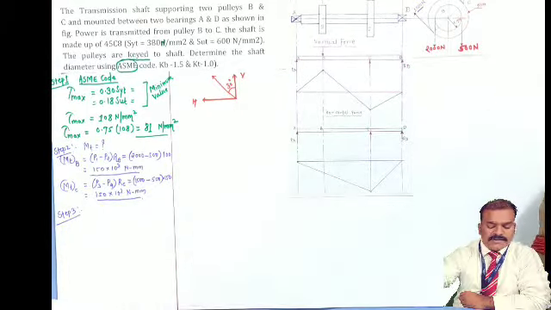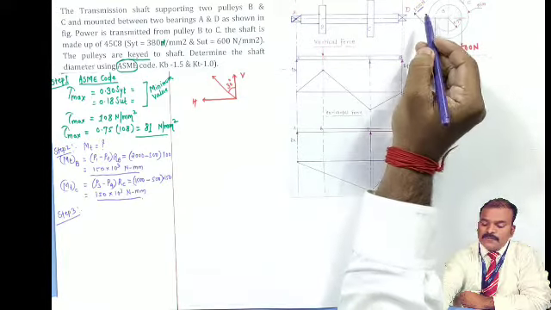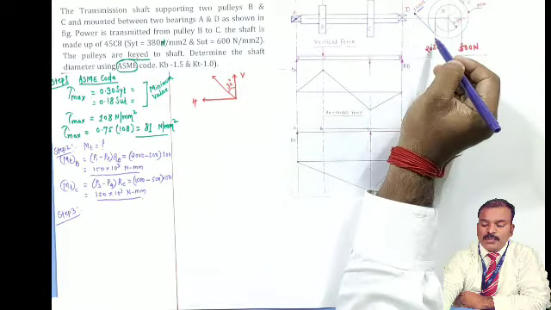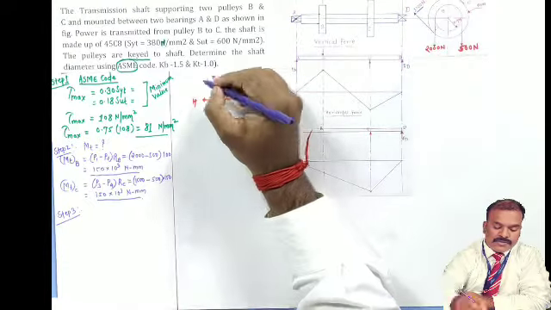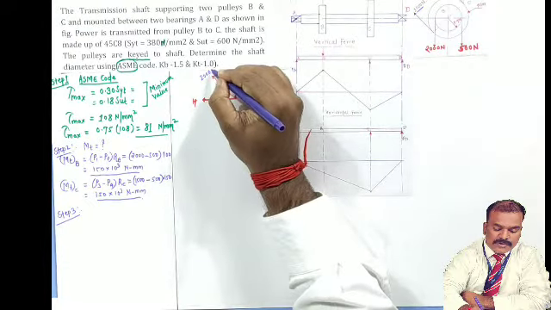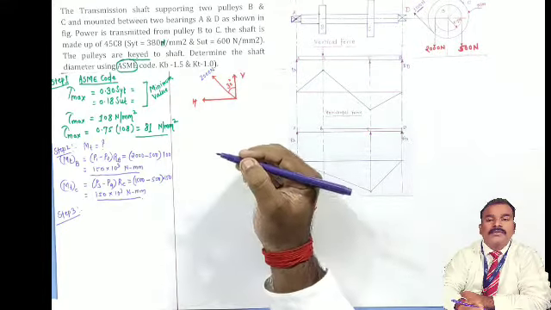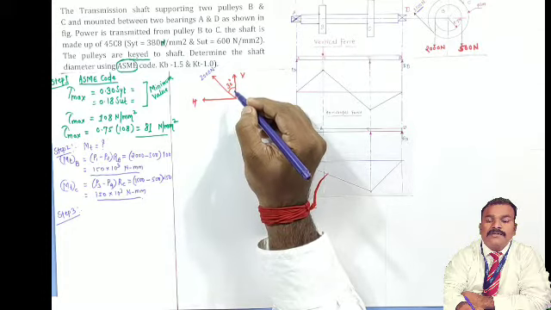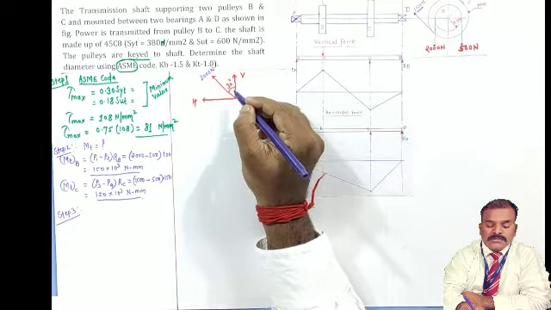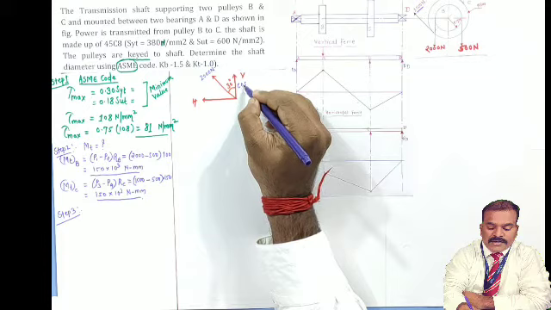Now I can say like this, total force acting on the bigger pulley: 1500 plus 500, that is 2000 Newton. So this will be the resultant. Now, as we know, the angle created with respect to the belt, we will always have to take as a cos.